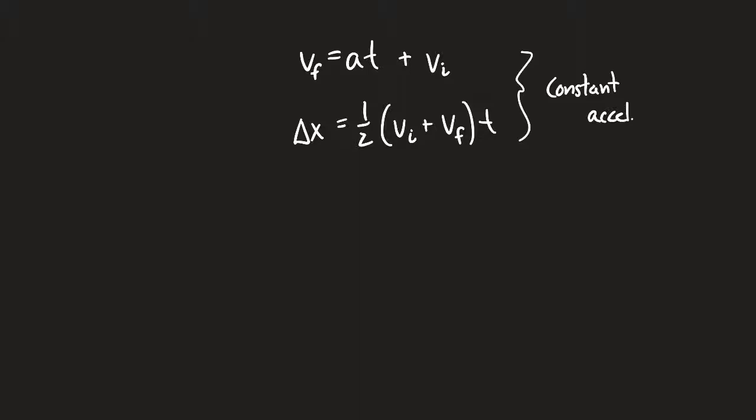I bring it up because if you really look at this, there are 5 different pieces of information presented here. Delta x, vi, v final, a, and t. 5 motion variables associated with uniform accelerated motion. They're repeated in these equations.